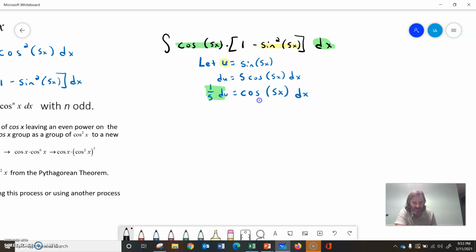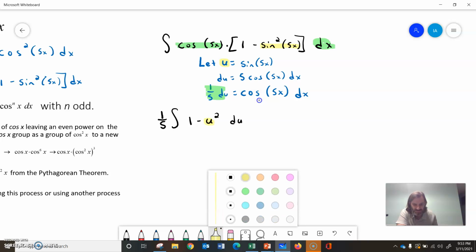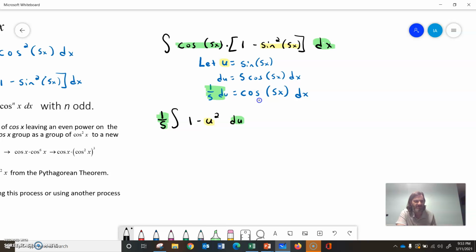So let's rewrite our integral. I'm going to put the 1/5 out front just so it's not stuck in there. Integral of 1 minus u squared du. So let's see here if I got that right. I replaced the sine of 5x with u, and I replaced the cosine with 1/5 du. Yes, very nice.